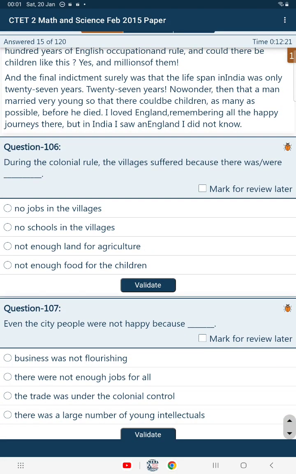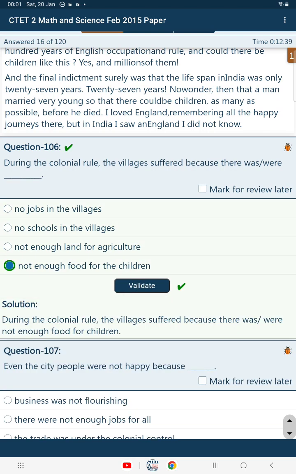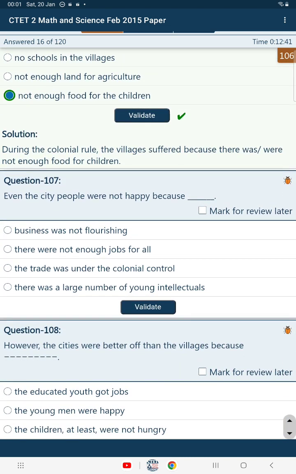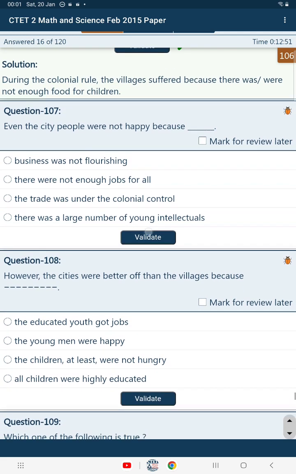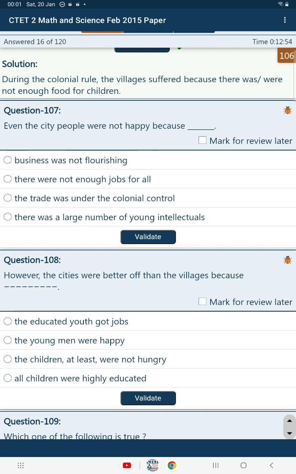During the colonial rule, the village suffered because there was no job in the village, no school in the village, not even enough land, not enough food for the children. Even the city people were not happy because business was not flourishing. There were not enough jobs for all. The trade was under colonial control.